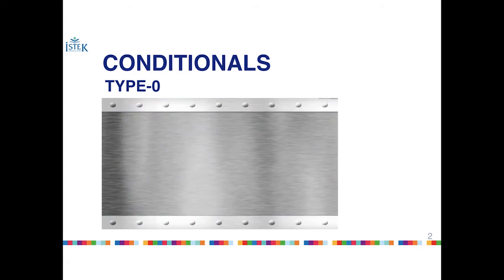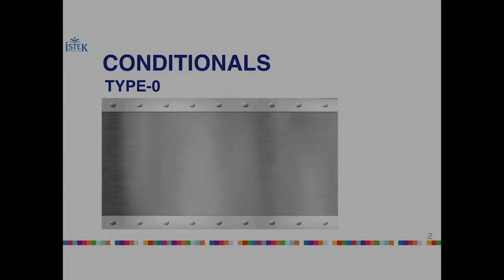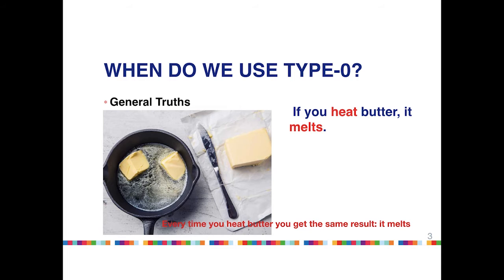So as seen in the video, we use type 0 to show a cause-effect relationship between our actions or situations in general sense. Let's take a look at its use one by one. We use type 0 to express general truths. If you heat butter, it melts. So that means every time you heat butter, you get the same result. That is, it melts.